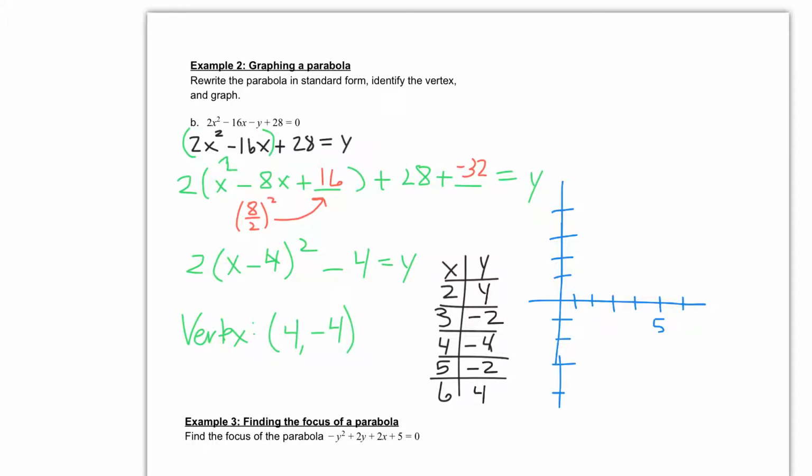So our first point is the point 2, 4. So we'll graph our point 2, 4. Then we have the point 3, negative 2, the point 4, negative 4, 5, negative 2, and 6, 4. And draw in your U-shaped graph. If you have any questions, let me know. Otherwise, you can move on to example 3.